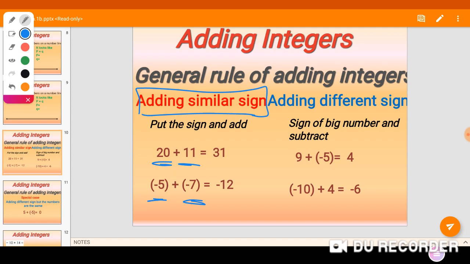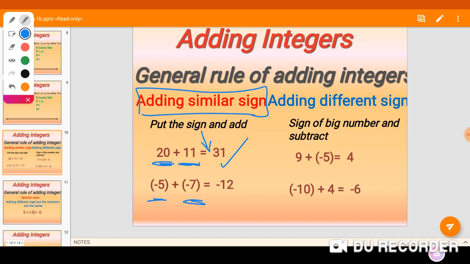First one, positive 20 plus positive 11. Positive, positive, put the positive. As you know, we don't have to write positive. Then put the sign and add. When we have similar sign numbers, we put the sign and add. So 20 plus 11 will be 31.